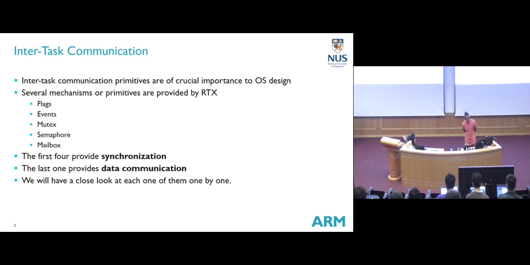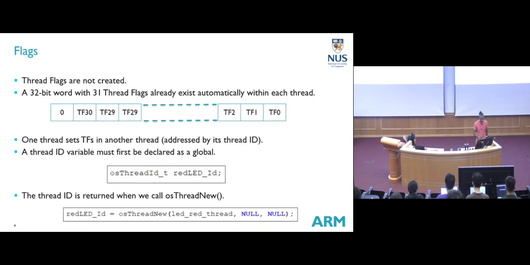Inter-task communication. How can tasks talk to each other? How can they communicate with each other? We're going to look at flags and events. We already looked at mutex and semaphore before, and they provide synchronization. Flags and events are also options to provide synchronization. The last one provides synchronization with data communication at the same time. We look at them one by one to understand.